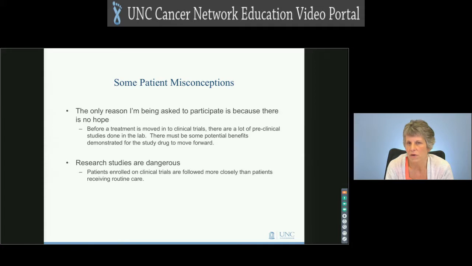There's a lot of preclinical work up front that we have to do for a patient to make sure that it's safe for them to be put on a study. And so we want our patients to understand and feel that they can trust us when we say that we're not doing this because this is their only chance.